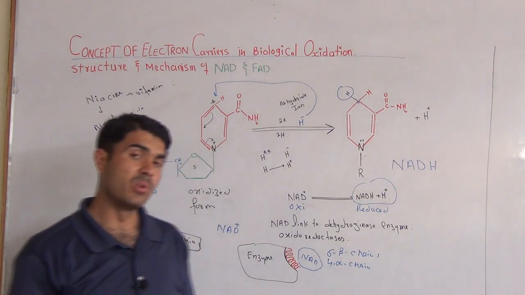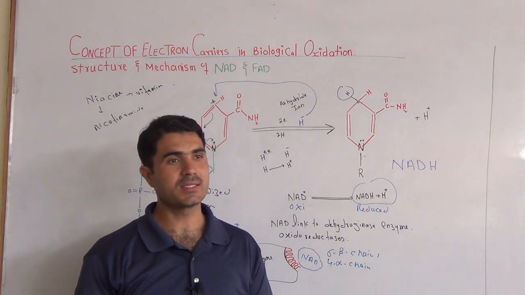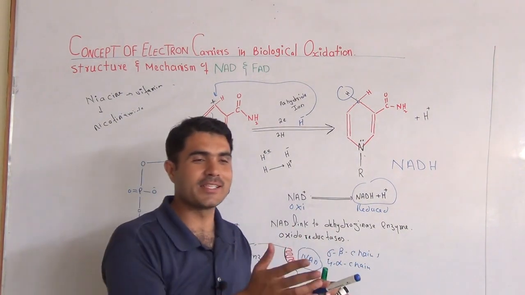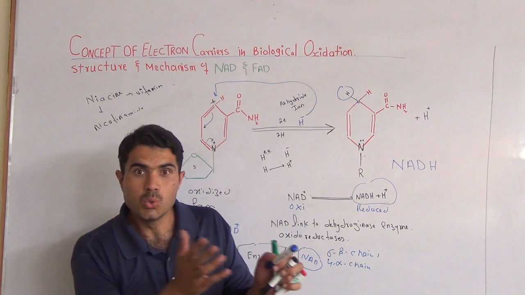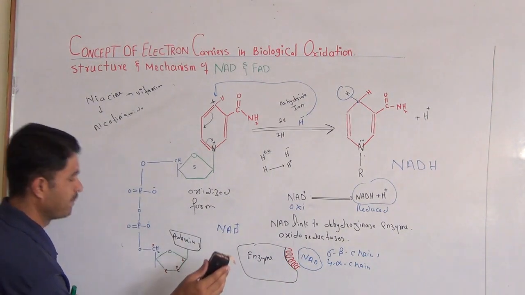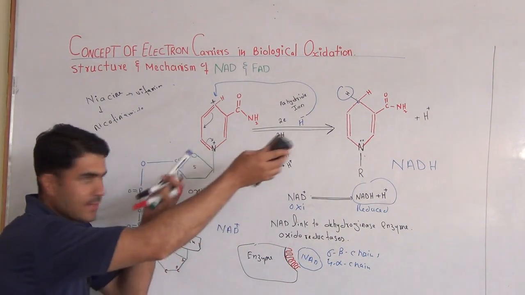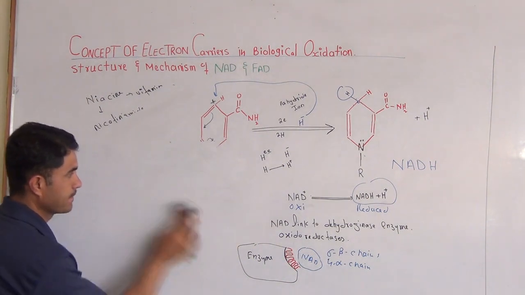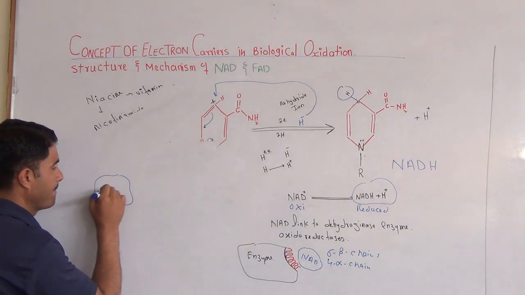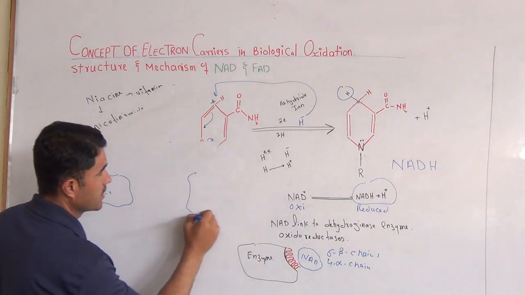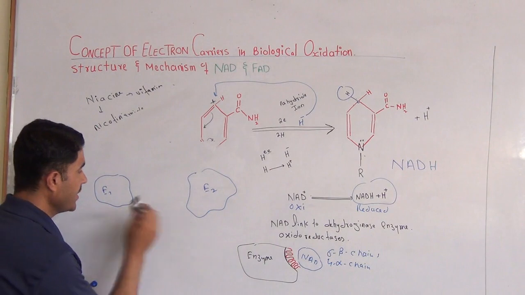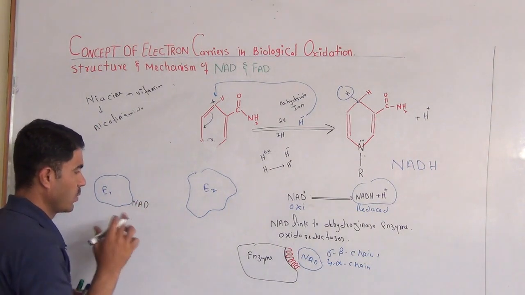Right. Now one more special point: we already discussed that NAD is the friend of the enzyme, a partner of the enzyme, but it is loosely attached to the enzyme. I think now we don't need that structure, so I'm going to erase it. There we have an enzyme. This is one enzyme, right? Enzyme E1, and this is another enzyme E2, right? NAD attached to one enzyme, right?